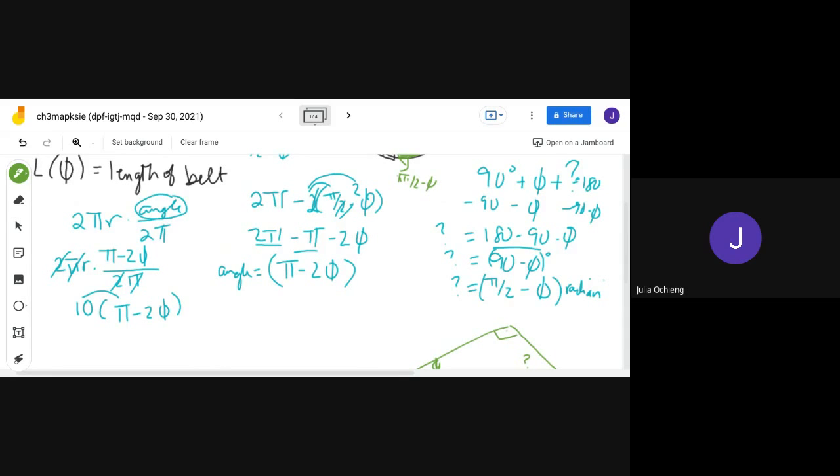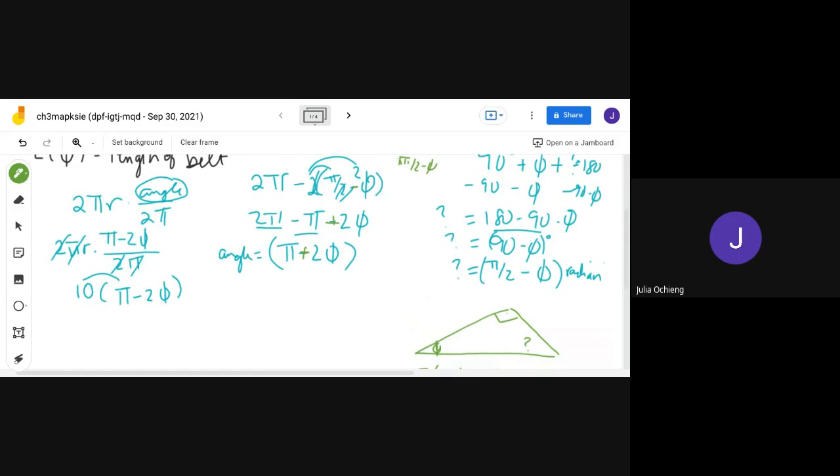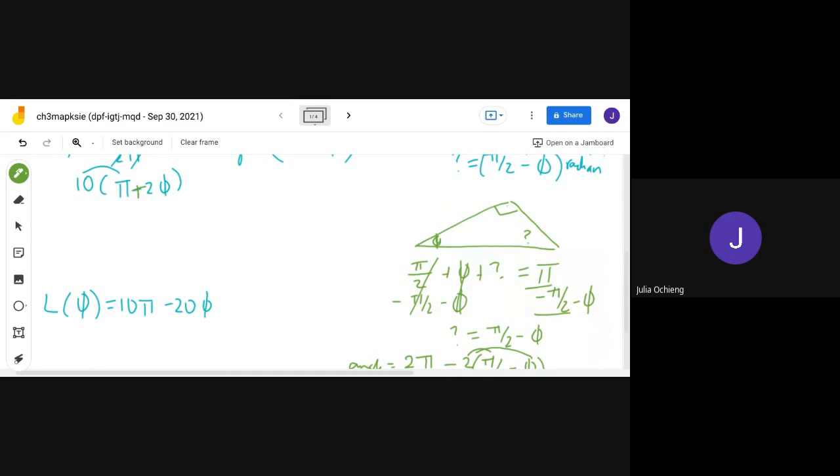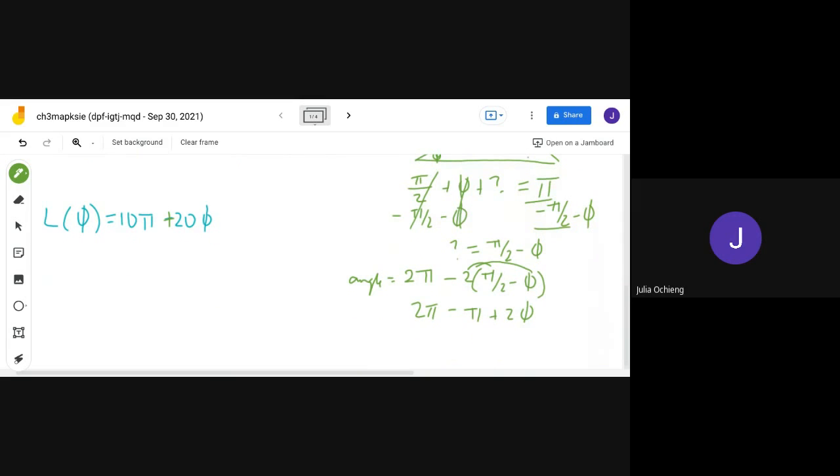Pi over 2 minus phi. So when I distributed it, this should have been plus, excuse me. So let's fix that. This should also be plus. This should also be plus. So 10 pi plus 20 phi. All right, so here we're going to do 2 pi minus 1 pi. So the angle I'm looking for is pi plus 2 phi again.